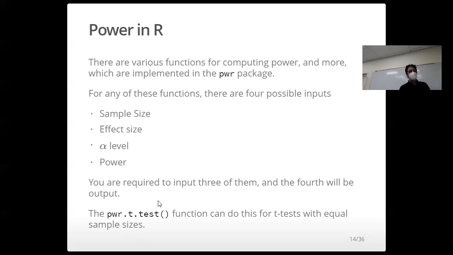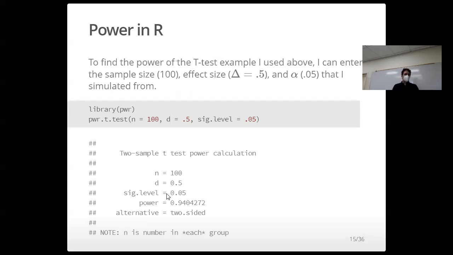The pwr.t.test function will do this with t-tests with equal sample sizes. There's a slightly different one when they're unequal sample sizes. So here I'm entering all my population values: my sample size, my Cohen's d of 0.5, and my significance level of 0.05. I'm leaving out the statistical power, so it's going to give me this output, and here it filled in the power. You see it gives us a very similar result, 94%, off in the 3rd decimal, which will happen with a simulation study because it's not exact.